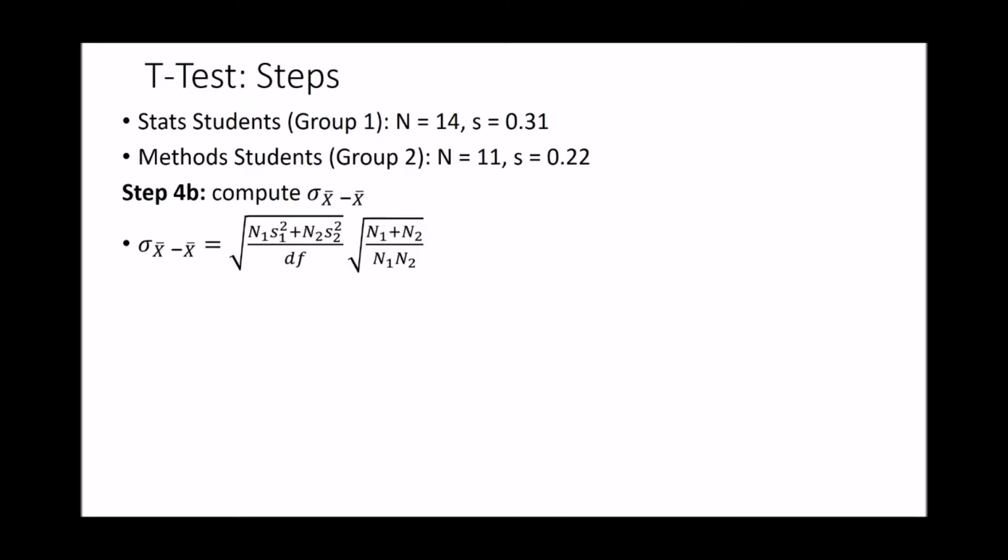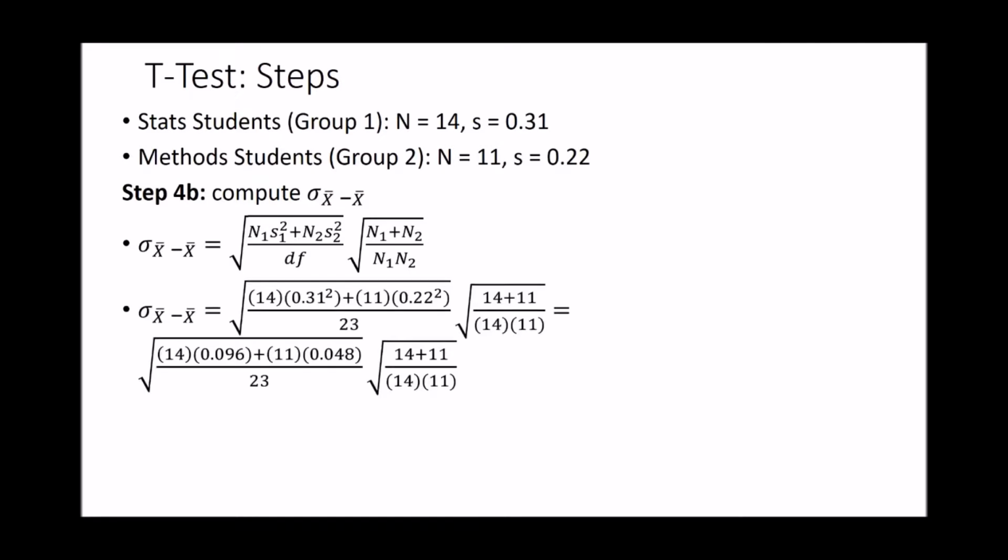So we have n sub 1 s squared sub 1 plus n sub 2 s squared sub 2. So what this is saying is we need the sample size of group 1 times the standard deviation of group 1 squared plus the sample size of group 2 times the standard deviation of group 2 squared, all divided by degrees of freedom. All right, and then the right side of the equation is the sample size of group 1 plus sample size of group 2 divided by the sample size of group 1 times the sample size of group 2. So let's plug in all of these equations.